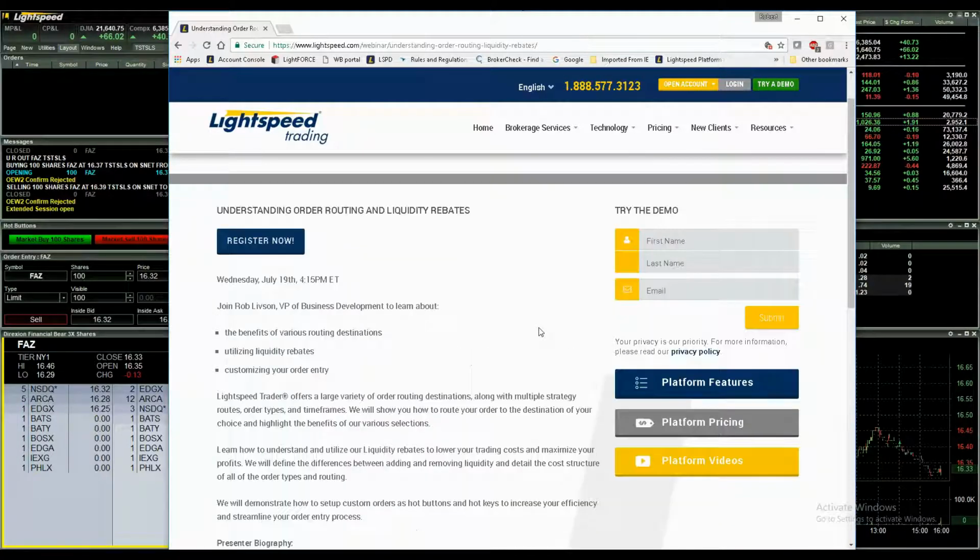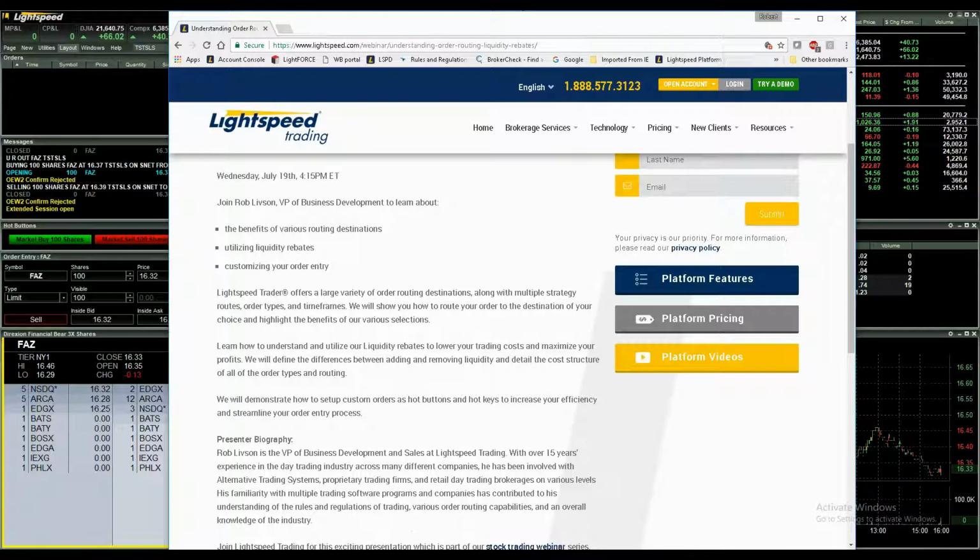We will have the outline here. You can see we're going to try to really just show you the various order destinations that we provide, along with the certain order types and routes that we offer. And then I really want to get into the liquidity definition and show you the difference between adding and removing liquidity, and how the cost structure breaks down through the various routes that we offer. And then also at the end, just show you some examples of some custom orders on the routing portion of setting up various custom orders to go through different routes.